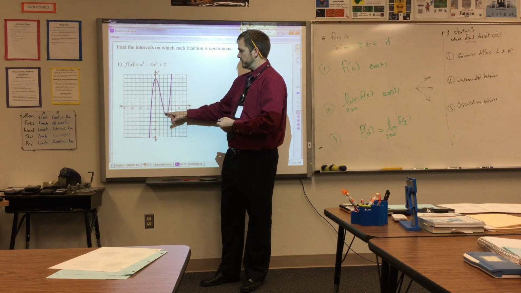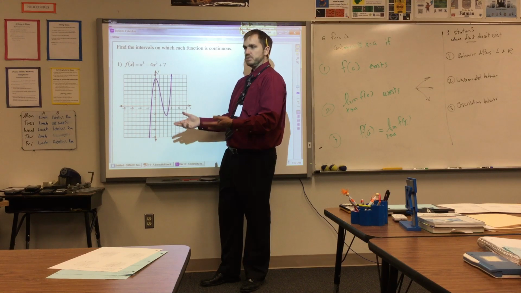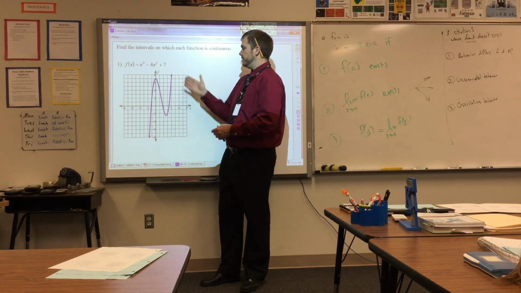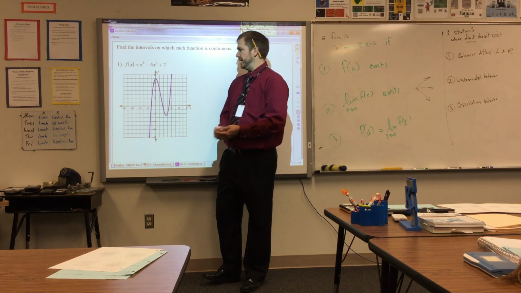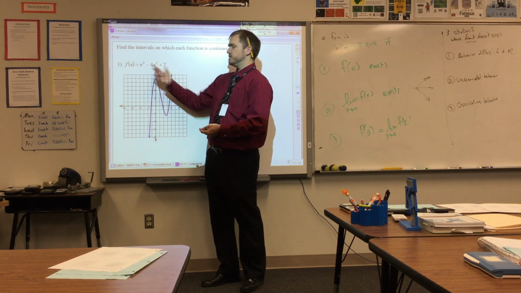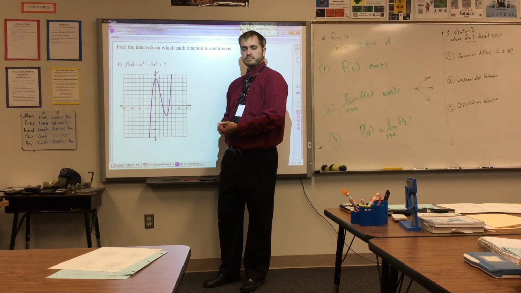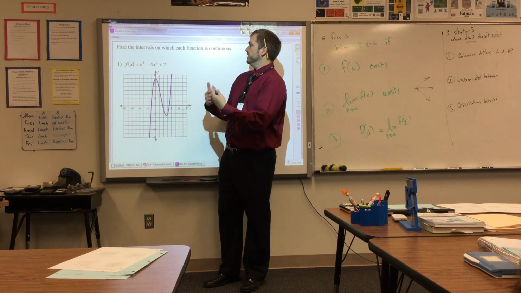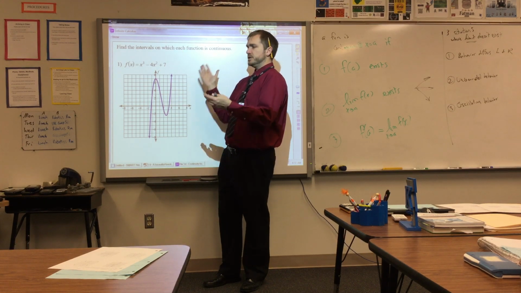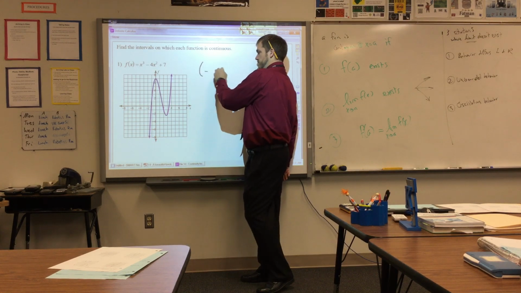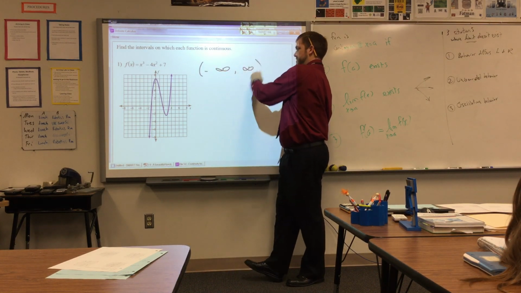If we look down here at this trough point, same sort of situation. Function value exists, the limit exists, and they equal the same thing. We might think, is there an asymptote here? Well, there's no dashed line to indicate that. Plus, if we look at the function, it's a cubic, a well-behaved function. Cubic is continuous everywhere. So, this says find the intervals on which the function is continuous. The answer is it's continuous everywhere. So we'll write negative infinity up to positive infinity.